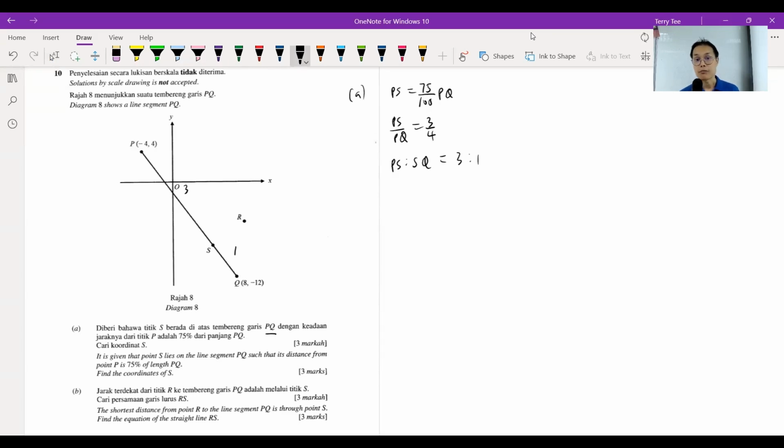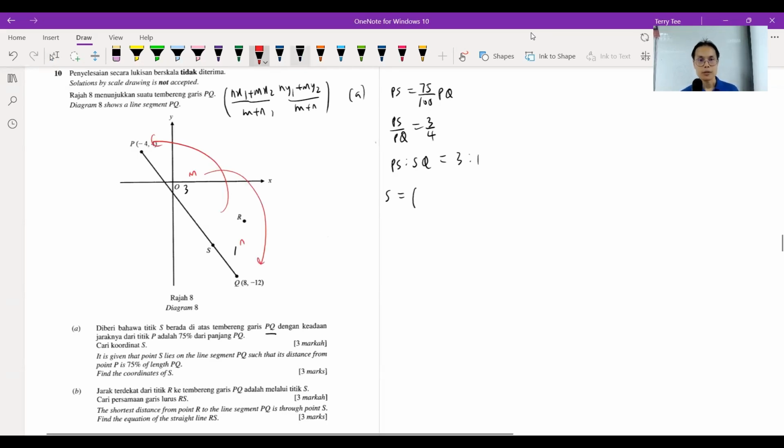Okay, so here we can use the ratio formula. We know the nx1 plus mx2 divided by m plus n, ny1 plus my2 over m plus n. The most important thing is that the ratio and the coordinate must be opposite. So if you're finding S, and this is your M, this is your N, you're going to multiply with the opposite side.